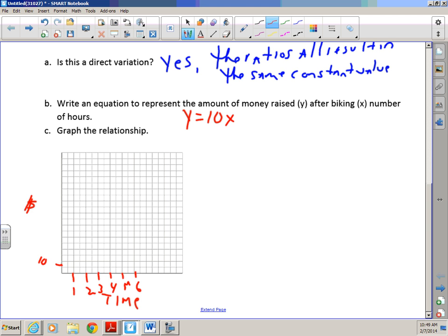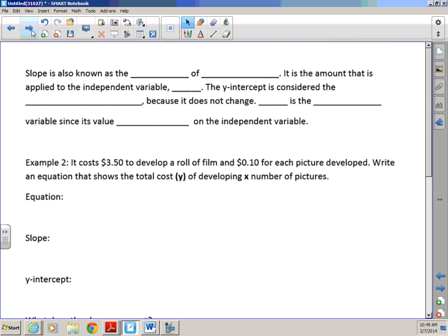So 10, 20, 30, 40, 50, and 60. Now, what's my first coordinate? Well, it's the coordinate 0, 0, because if he bikes 0 hours, he's not going to raise any money. Then I go to 2, 20, 4, 40, 6, 60. Now, what's important here is I put an arrow at the end because he can bike more than 6 hours, but I don't put an arrow at the beginning at 0, 0 because I can't bike a negative number of hours. All right, let's continue on.